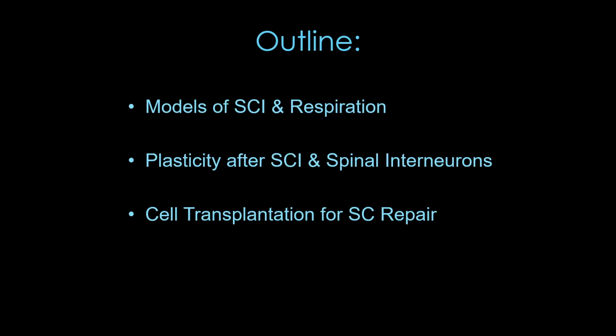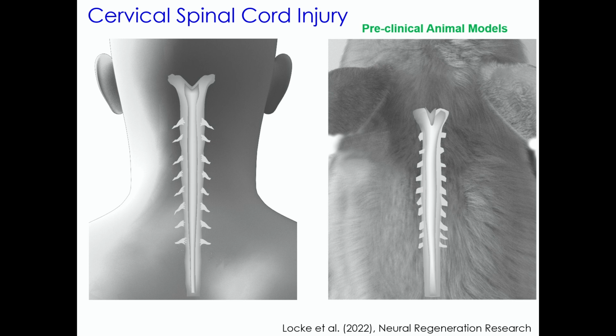I'm going to introduce the models we use to look at cervical level preclinical spinal cord injury and how those models affect respiration. I'm going to briefly describe the types of plasticity that we see after injury with a special focus on spinal interneurons. That's something that you'll hear me keep coming back to throughout my talk, because this is one of the populations we think is not only crucial to better understanding after injury, but we think they represent an ideal population for transplantation as well. And then I'll go into some of the transplant studies we're doing and how those can be used to repair that damaged spinal substrate.